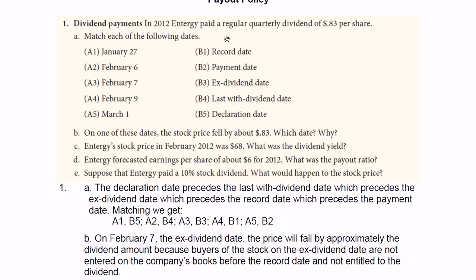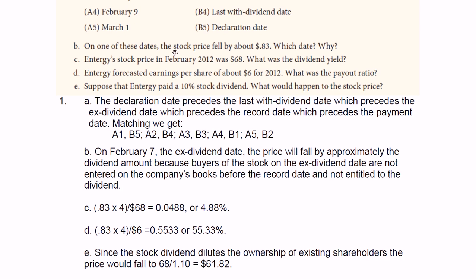That is the usual process when we are paying out a dividend. So we match the dates with the order of the following. First, the declaration date, second, last with-dividend date, third, ex-dividend date, fourth, record date, and fifth, payment date. So after matching, we get A1 to B5, A2 to B4, A3 to B3, A4 to B1, and A5 to B2.